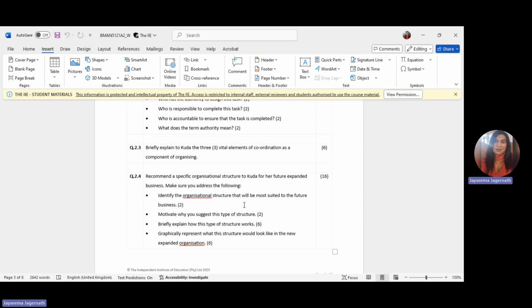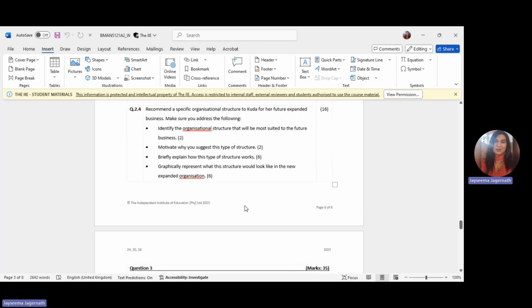What are the tasks and what type of structure do you think? So is it a basic structure like a functional, or is it something more complex like geographical? All right, relevant for her business now. You've got to identify it and obviously motivate your structure. Give me an explanation of how that structure works, right? So if you're saying functional, for example, the CEO sits at the top, we have the different departments and the employees under that, and then you've got to draw it.